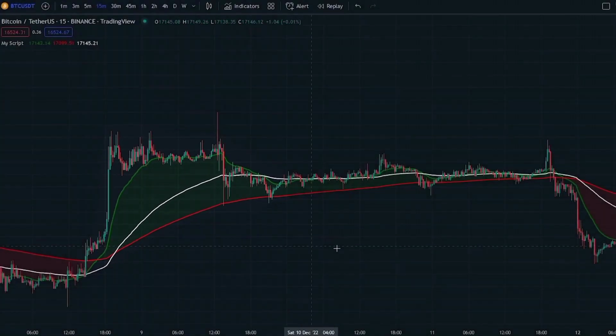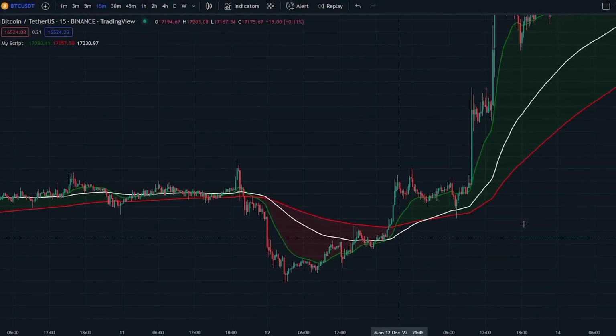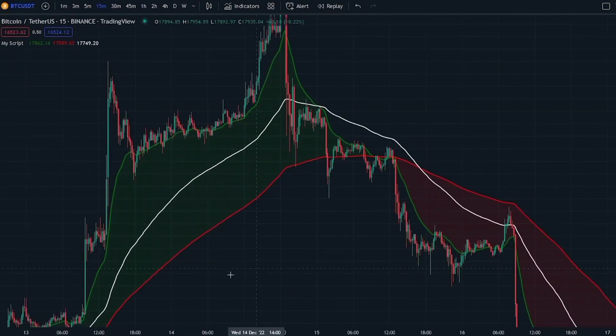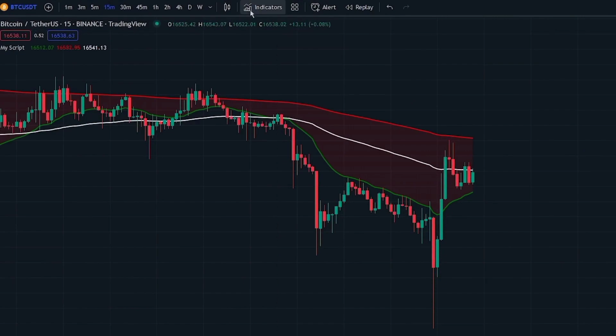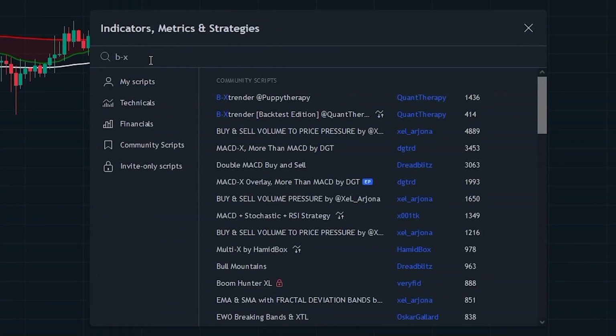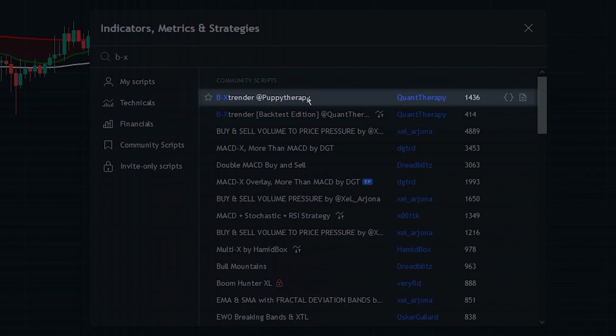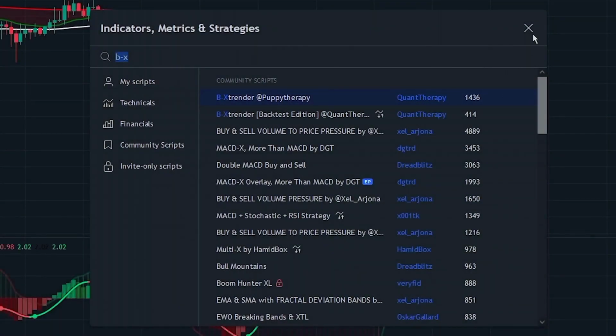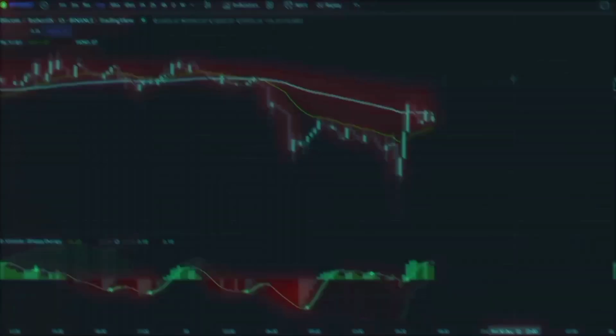Now that you know exactly how we will be using the indicator, let's add the last indicator to the chart that will provide the entry signals. Head over to the Indicator Search tab and search for the BX Trender indicator. Select the indicator made by Quant Therapy and add it to the chart. We will be keeping the default settings of the indicator.